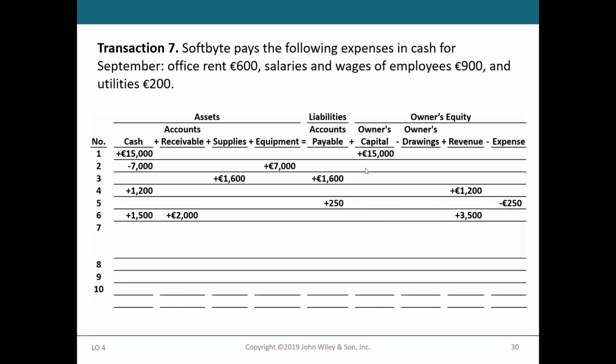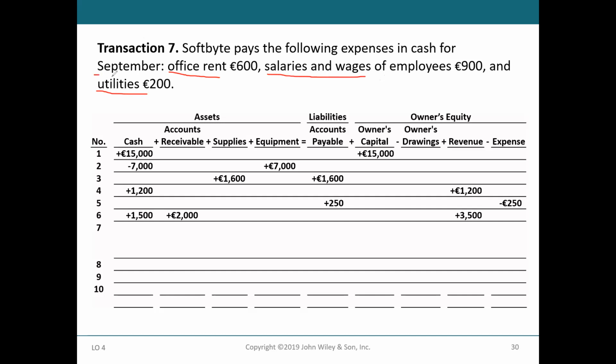Sort by pays the following expenses in cash for September: office rent 600, salary and wages of employees 900, and utility 200. So what happened here? We have expenses, and we have 3 types of expenses here. You need to separate all the expenses; don't include them in one. We have office rent expense, salary and wages expense, and utility expense. Office rent is the expense that happens when we rent the office. Salary and wages expense means when the employees work for us, then we have to pay them salaries.